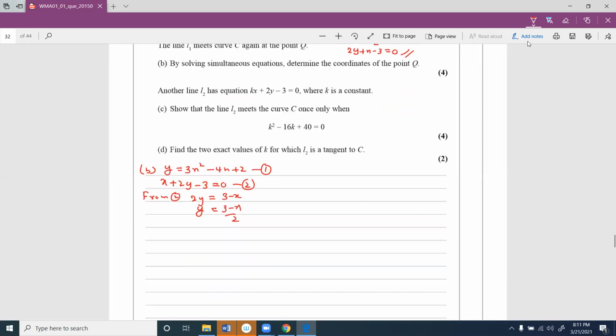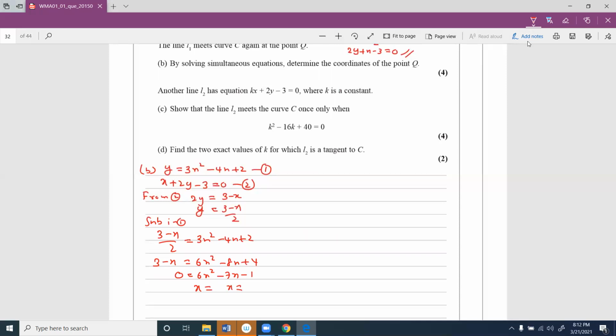We just put it here. Then you can write 3 minus x divided by 2, from this equation, substituted into equation 1, equals 3x squared minus 4x plus 2. Then multiply everything with 2. 3 minus x equals 6x squared minus 8x plus 4. If you take all the terms to one side, 6x squared minus 7x minus 1 equals 0. Then you get these answers for x.